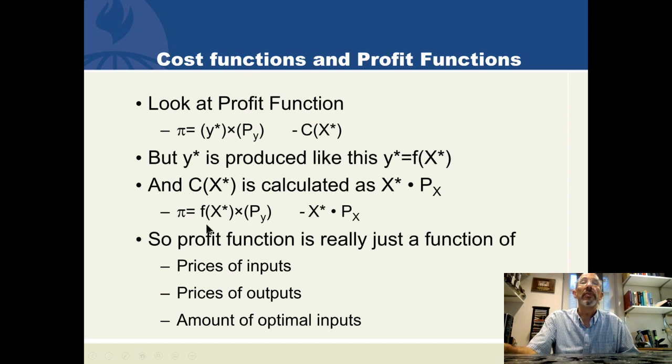Now the profit function can be determined completely by the prices of inputs, the prices of outputs, and the amount of optimal inputs. So the profit function can be a little bit simpler, and cost functions and profit functions are called dual to each other. They are always related to each other. If I know a firm's profit function, I can quickly determine its cost function. Likewise, if I know a firm's cost function, I can determine the profit function. So that's our quick review of micro theory and our functions from our prior study of microeconomics.